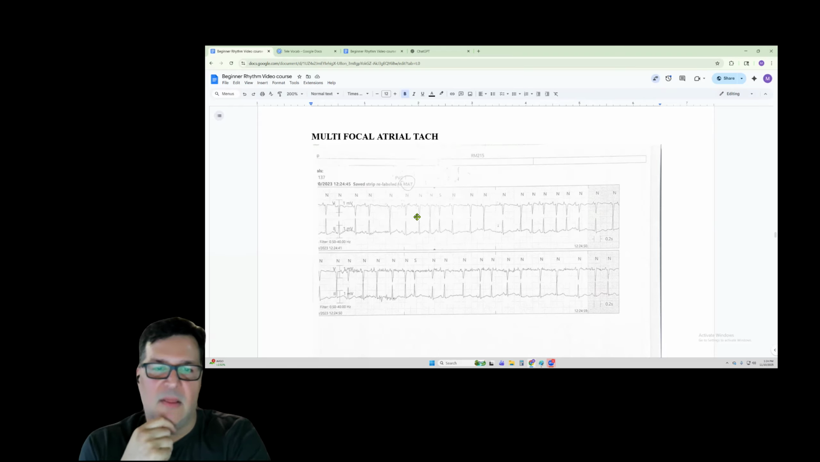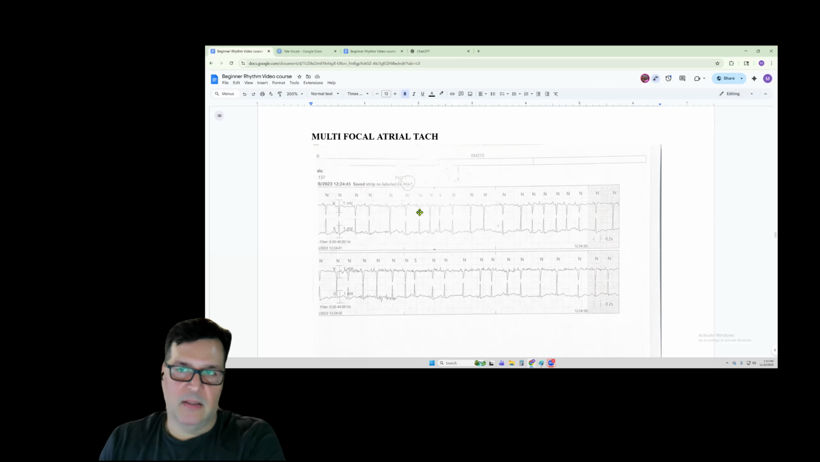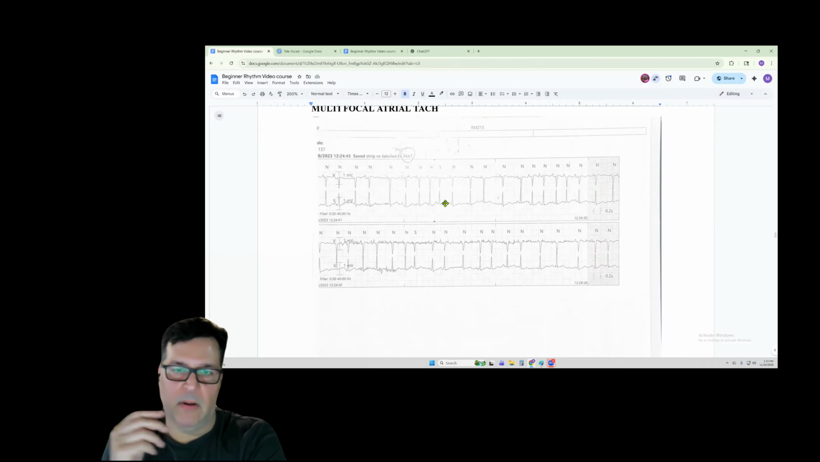So you can see how this is not the most regular thing, but you have these little bursts through here. Then look at the P waves. You can see how this P wave here is different than this P wave here. That one's buried on top of the T wave. That one's different. So MAT can be confused with AFib. The irregularity of MAT, multifocal atrial tachycardia, is because of the different P wave rates, whereas AFib is irregular because of this muscle spasm of the atrial chamber.